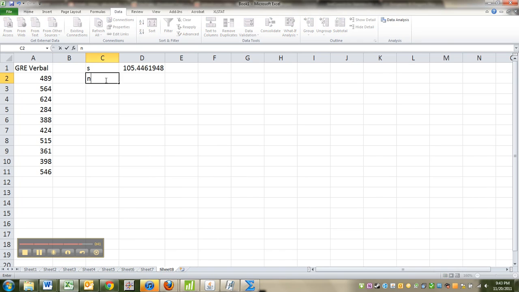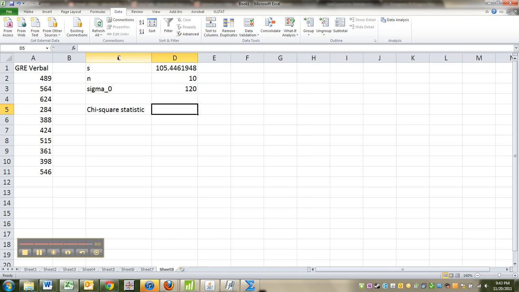All right, now let's find what this is altogether. So let's type n, which is count from here to here. There we go. Sigma sub 0, which was 120. So the chi-square statistic is equal to parentheses, 10 minus 1, close parentheses, times s squared divided by 120 squared. There we go. There's our test statistic. All right, I'll meet you back here to keep going.